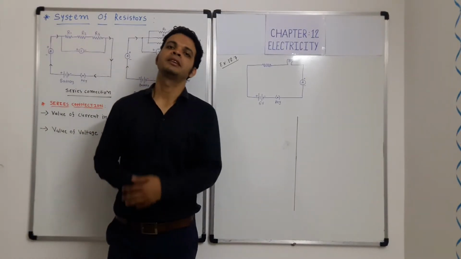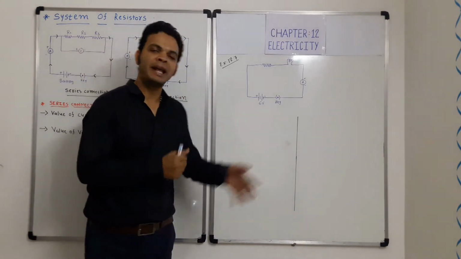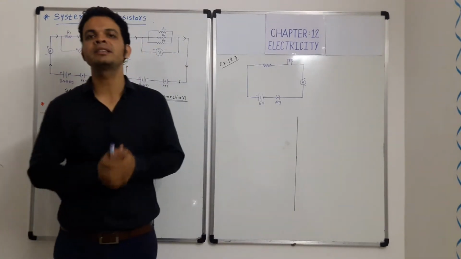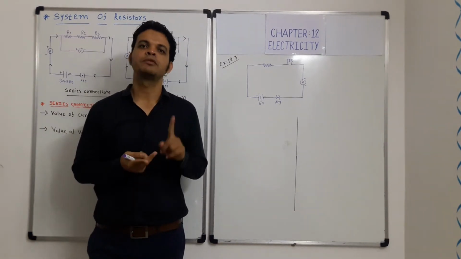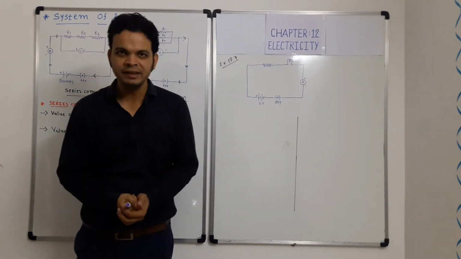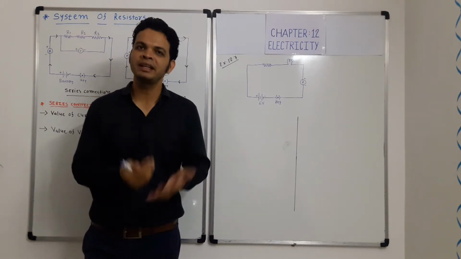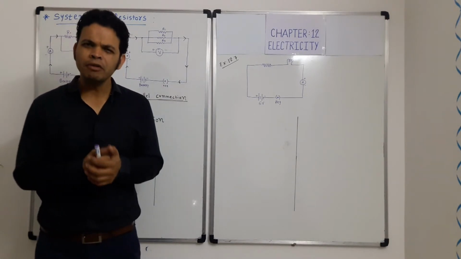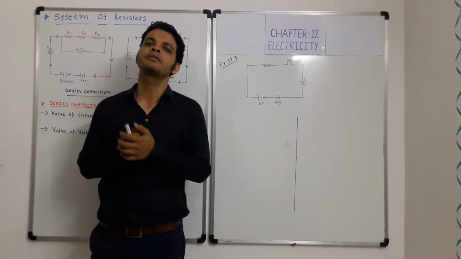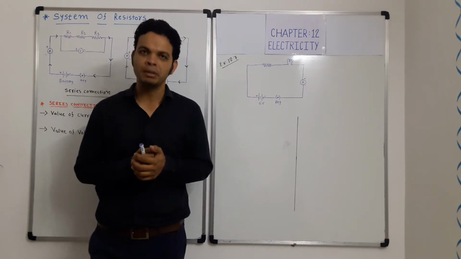Hello students, this is the sixth video lecture of your chapter number 12, Electricity. Till now in this chapter we have discussed what is electrical current, what is voltage or potential difference. Then we have started with resistance. Resistance is a mechanism which controls the flow of electricity. We have also seen what are the various factors on which the resistance of the electrical circuit depends.